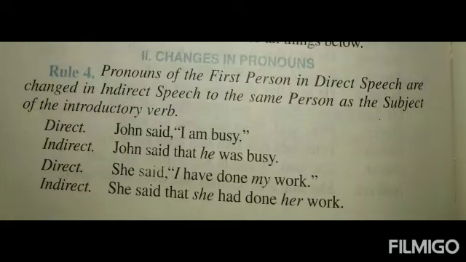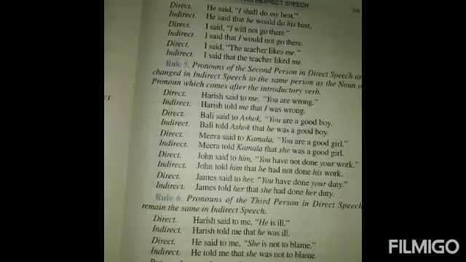She said, "I have done my work." This I is used for she, which means it's a girl. So this I will not remain I. It will convert into she. She said that she had done her work. My is written according to I, but when it is she, my will become her. So these are the changes which come in pronouns. We will see some more examples.